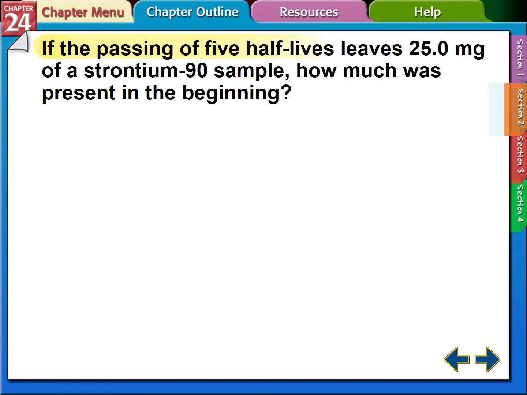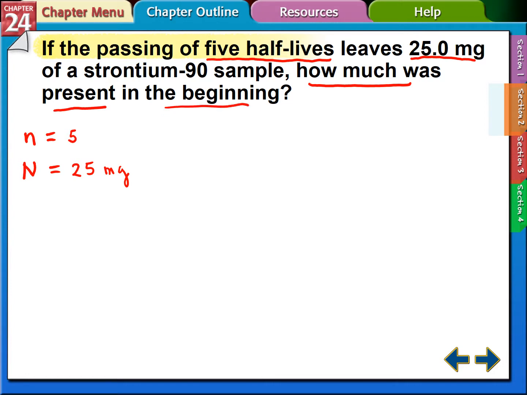So we have here, if the passing of 5 half-lives, that means we have our small n, or the number of half-lives, is equal to 5. And it says it leaves 25 milligrams of strontium-90, so meaning that is our remaining amount of radioactive isotope, that is 25 milligrams. And we are asked how much was present in the beginning. So therefore, we are going to solve for the initial amount of radioactive substance.